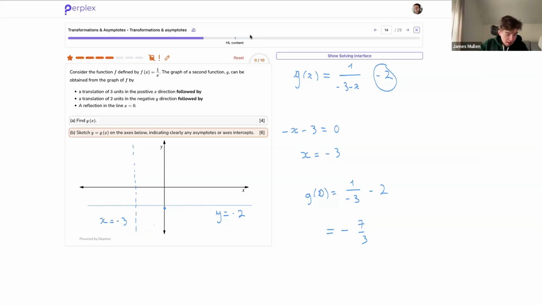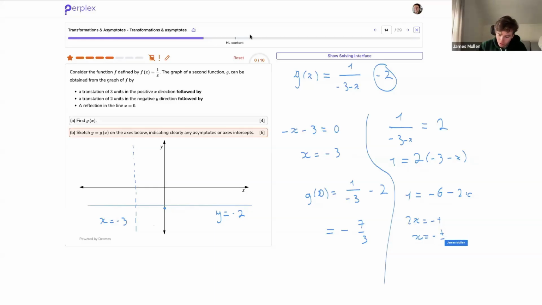And any x-intercepts? Well, can this function ever be equal to 0? Can I ever have 1 over negative 3 minus x equal to 2? How is that going to happen? If I multiply both sides by negative 3 minus x, I get 1 is equal to 2 times negative 3 minus x, which means that 1 is equal to negative 6 minus 2x, or in other words, 2x is equal to minus 7. So x is equal to negative 7 over 2. And negative 7 over 2 is negative 3.5, so it's to the left of the vertical asymptote, so it's going to be right there.